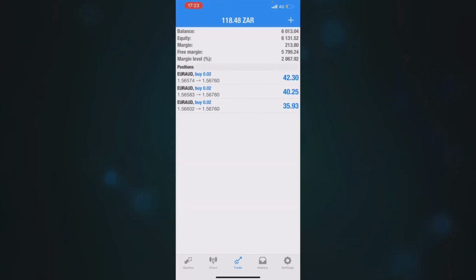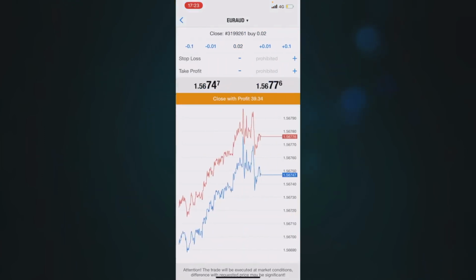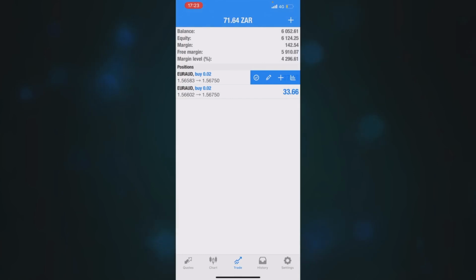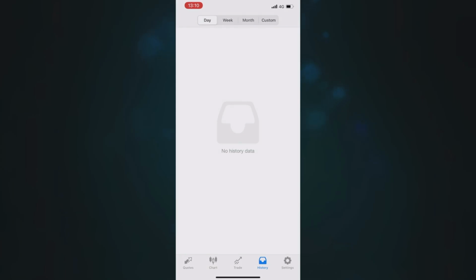So now what we want to do, guys, is pay ourselves. You can see the Euro AUD is moving. So let's pay ourselves and actually grow this account. We're only going to leave one trade running, and from there we're just going to step away and come back later. We're back again, guys. It's been a while since we've gone.